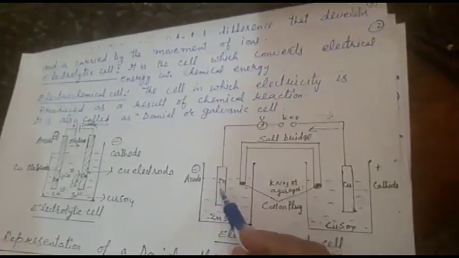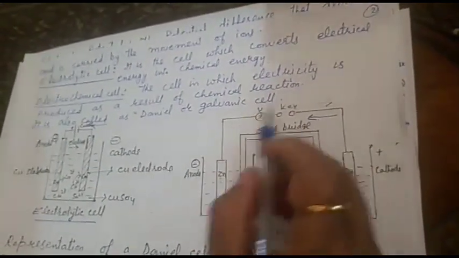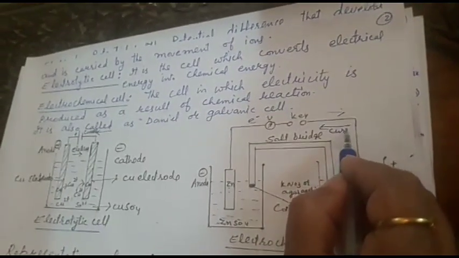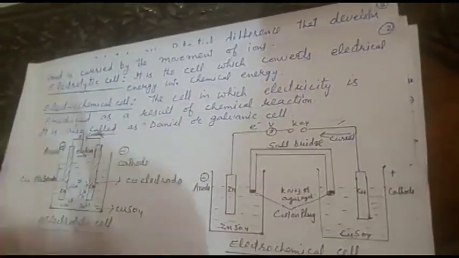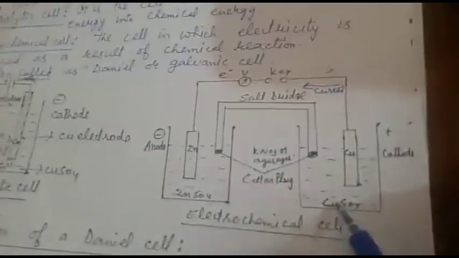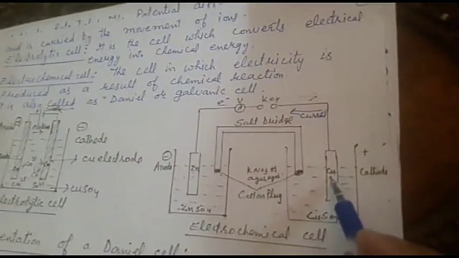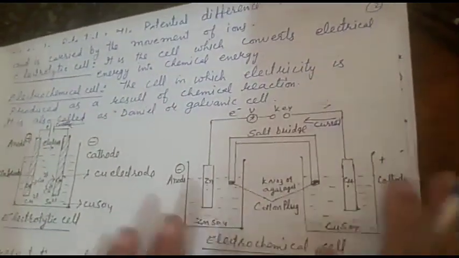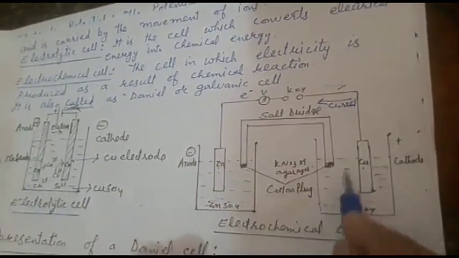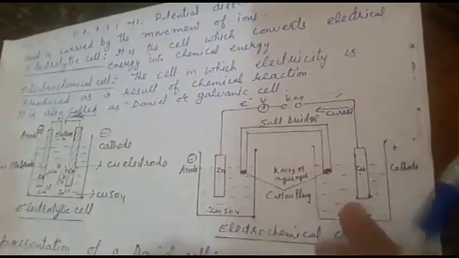So oxidation takes place. With oxidation there is loss of electrons, and electrons move in this direction, from anode to cathode, and current moves opposite to it. The same thing happens in the electrolytic cell. When oxidation takes place, it loses electrons. Electrons move from this side, and they are added by the ions present here and deposited here. To keep the balance between the negative and positive charge, there is movement of ions from this side to this side via the salt bridge.